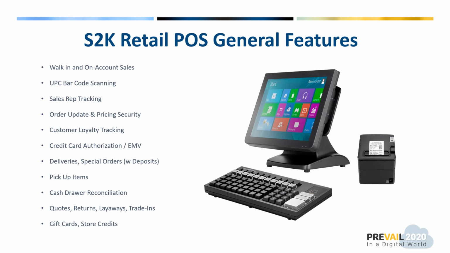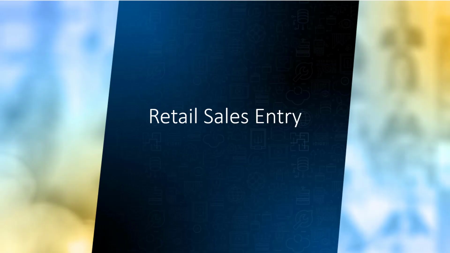Okay, full cash draw reconciliation. It handles things like quotes, returns, layaways, trade-ins, gift cards, store credits. It's a really robust system, and we're probably not going to get a chance to go through everything today in the class, but the retail point of sale has a lot of great capabilities. So let's jump in to retail sales entry and take a look at some of these capabilities.